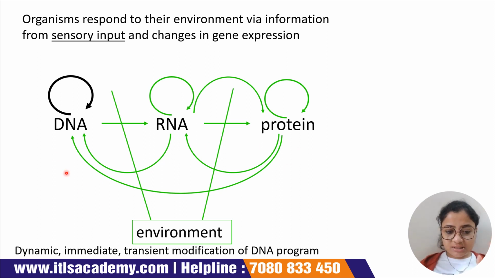In those cases, the path will be changed: from protein, RNA will start getting formed, and from RNA, DNA will start getting formed. So it's basically a dynamic, immediate, and transient modification of the DNA program. DNA program means the central dogma. Dynamic means which is always changing. Immediate means something which is happening then and there. And transient means something not permanent or not the same. Sometimes it will be there, sometimes it will not be there.